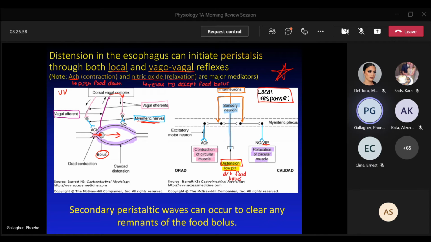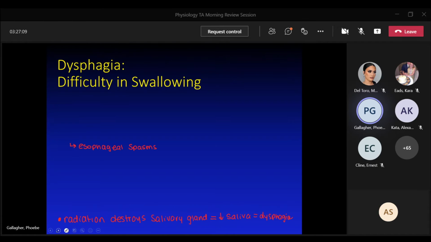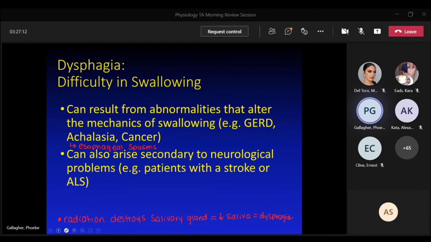So it senses distension or low pH, and that tells interneurons to go and release acetylcholine upstream of the food bolus to help contract and push it along, and then nitric oxide downstream, similar to this, but you just don't use the brain, you use interneurons instead. So same kind of concept, but one uses the brain, one does not. So make sure you understand this to some extent.